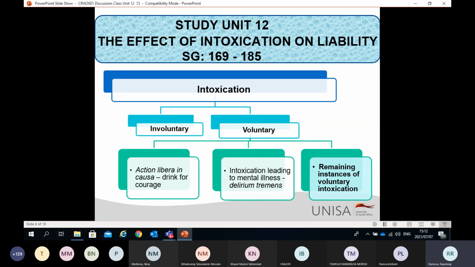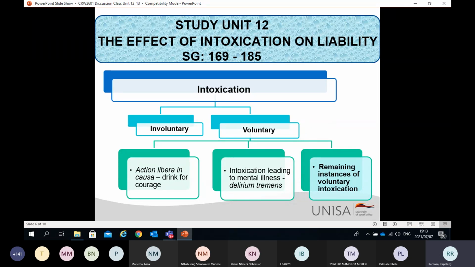You will be held criminally liable for your behavior, because when you decided to drink, you already had the unlawful act and the culpability, at least in the form of intention at that time when you began drinking to perform that crime. So it's called the actio in libera in causa. You will be liable. The law will not excuse you from committing the crime if you drank for courage.